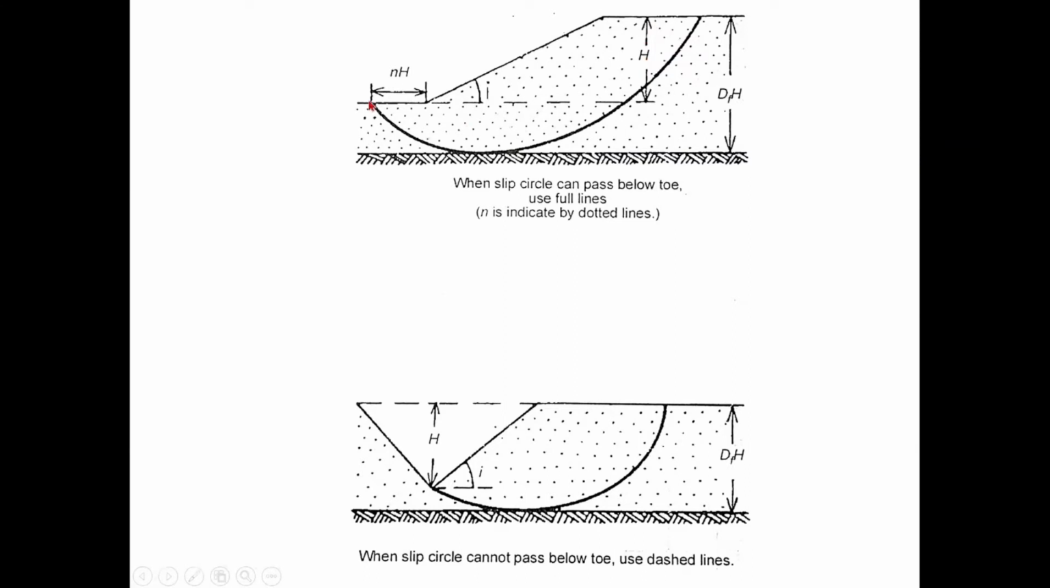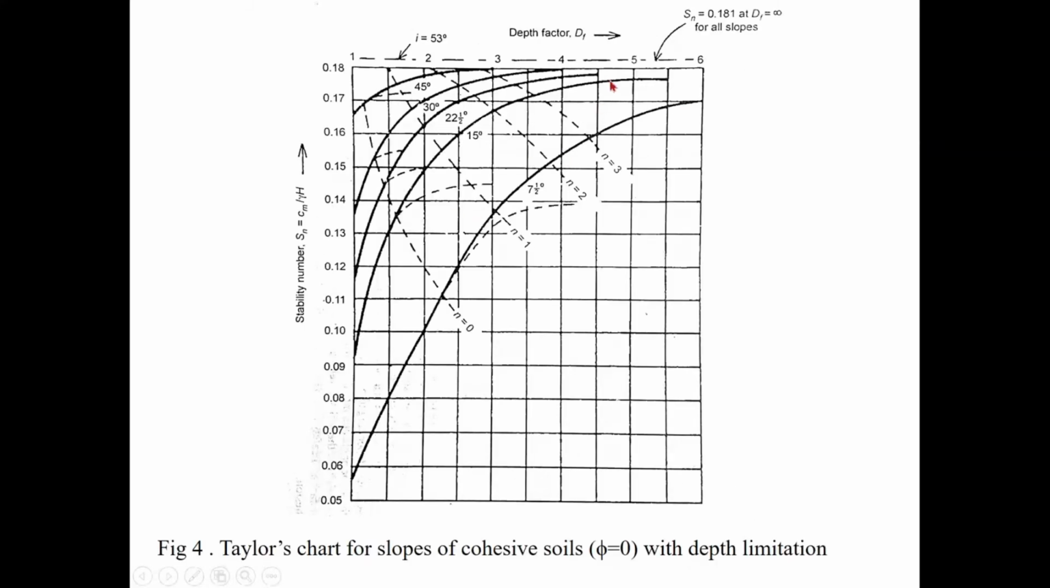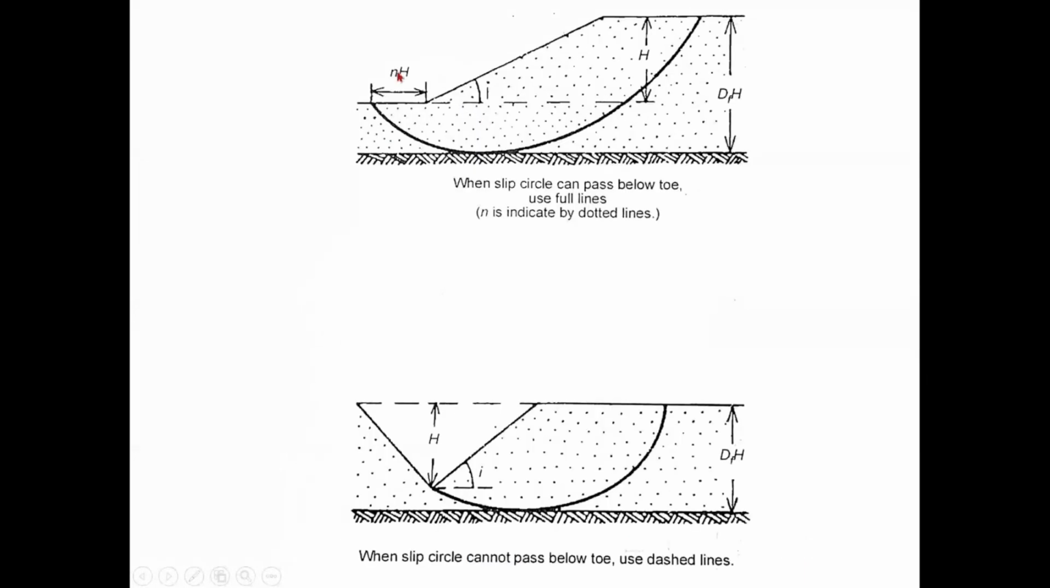Assuming that the critical failure surface touches some point after the toe, and that distance from the toe is n times h. And another parameter is depth factor df, where df is equal to d by h. Keep this in mind, and we are going to use this depth factor here. Here I have the depth factor, and here I have these dotted lines which represent the n. What is n? This is n, n times h. So what is the value of that n?